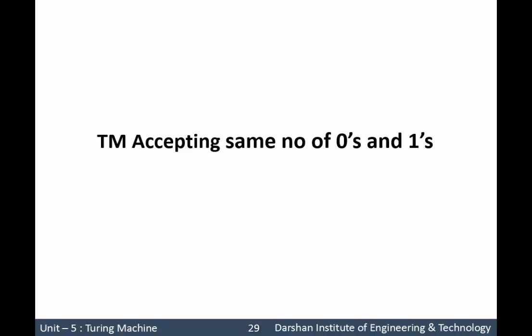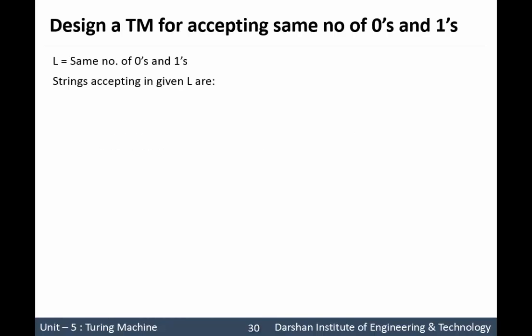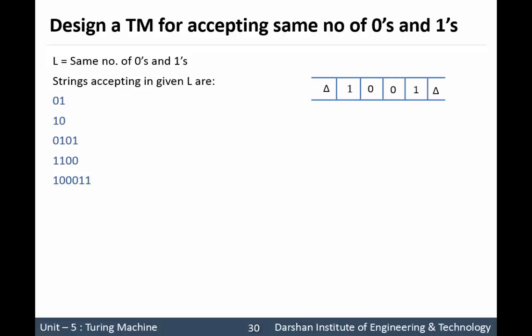That means the sequence of A and sequence of B is important. Here, the sequence of 0 and 1 is not important. So let us take some sample strings accepted in the given language: 0 1, 1 0. In the first string, first occurrence of 0 and then 1, but here first 1 and then 0. So sequence of 1 and 0 is not important. 0 1 0 1 1 1 0 0 1 0 0 1 1. So in each and every string, the occurrence of 0 and 1 is the same, but the sequence of 0 and 1 is not important. So let us discuss the logic to implement this Turing machine.